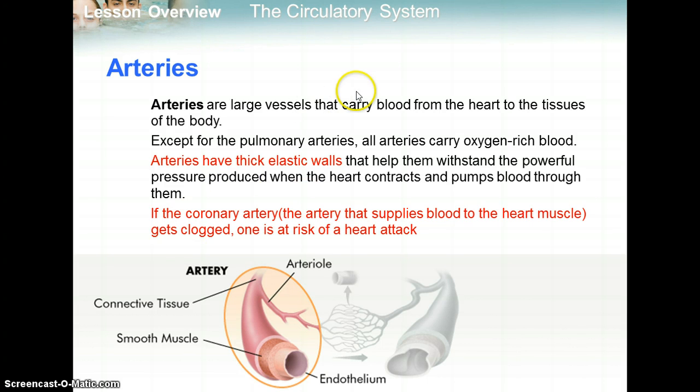Other thing to know, the coronary artery. When you hear coronary, it means heart. So this is the artery that brings blood to the actual heart muscle. The heart muscle obviously needs oxygen to work. So when this artery gets clogged, that's when you're at risk for a heart attack, because then your heart muscle won't get the oxygen it needs, and it won't be able to contract or work to pump blood to the rest of your body.